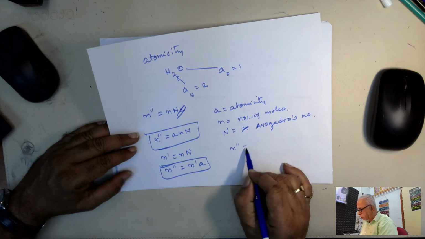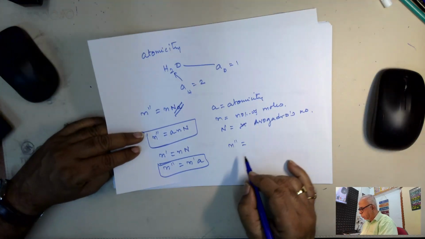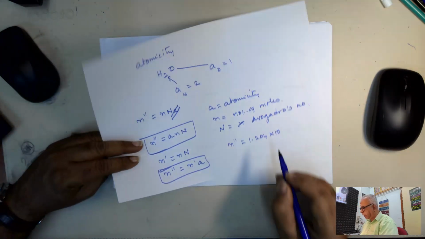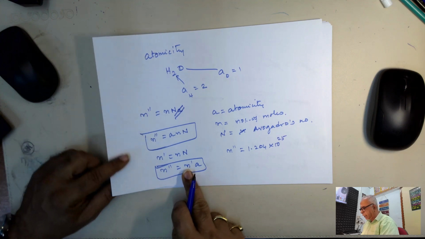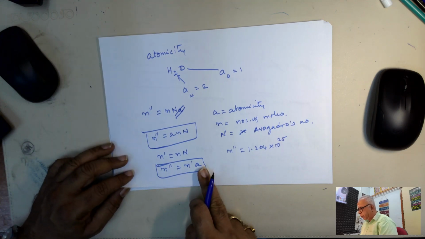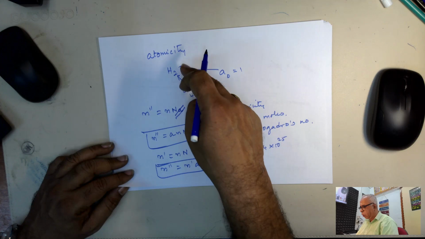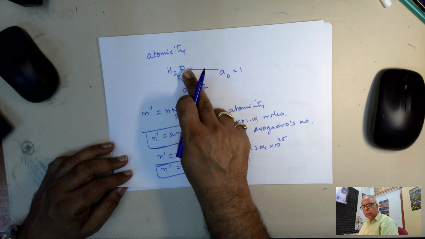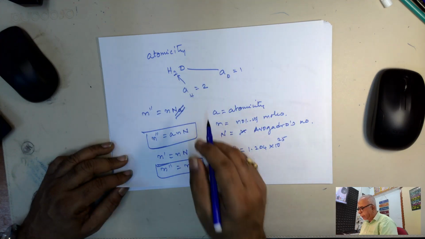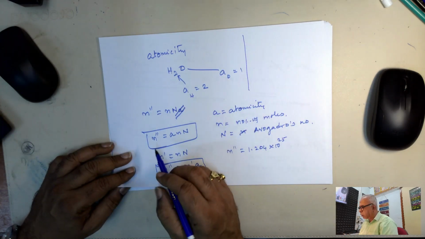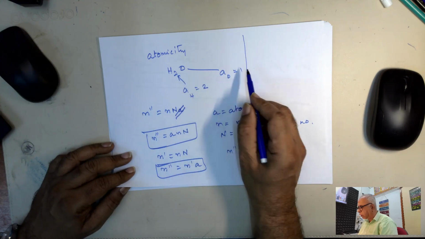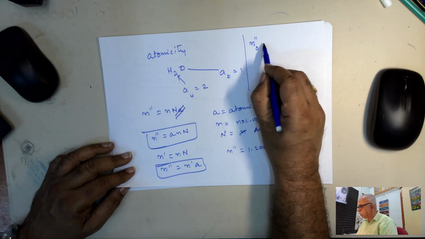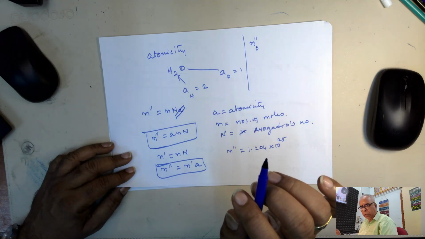So we can make use of this straight away. Therefore, N dash is equal to, what is N dash? 1.204 into 10 power 25. This is N dash. And what about the atomicity of oxygen in water? So we can calculate step by step. Now listen to me. What is the atomicity of oxygen? 1. So I am calculating the number of atoms of oxygen in water. Do you understand? Are you following me?